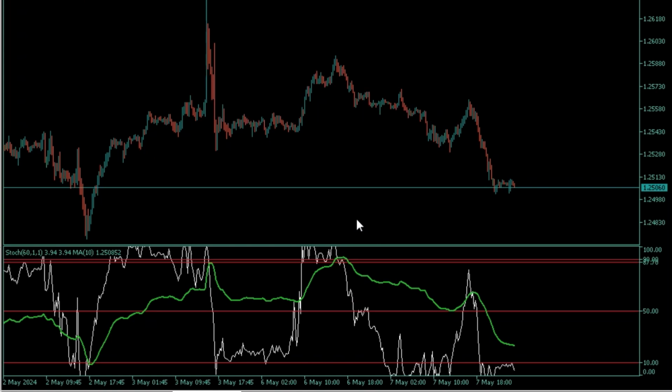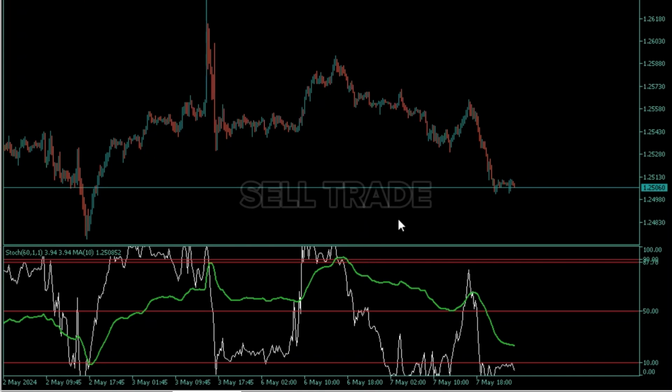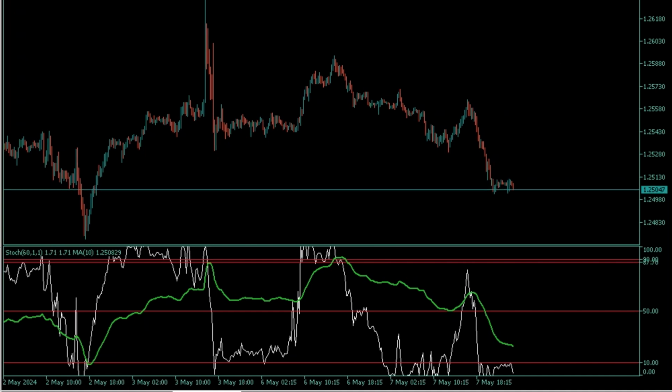Then the third condition is the 10 exponential moving average should be crossed when it's above the 90 level. Those are the three conditions that have to be met for a sell trade. So now let's take a look at this example. Let's take a look at a sell example.